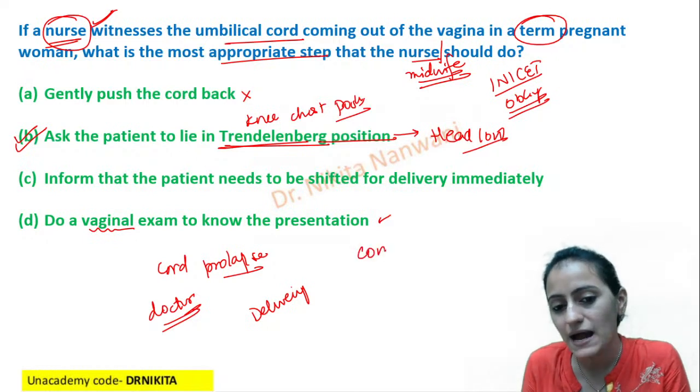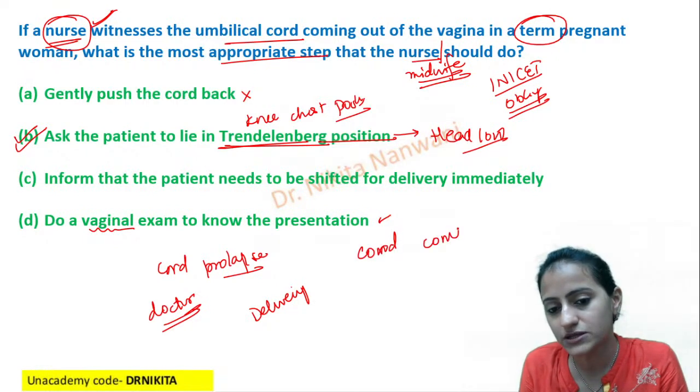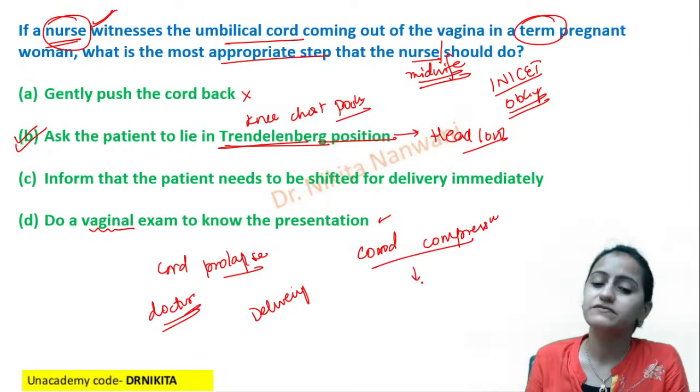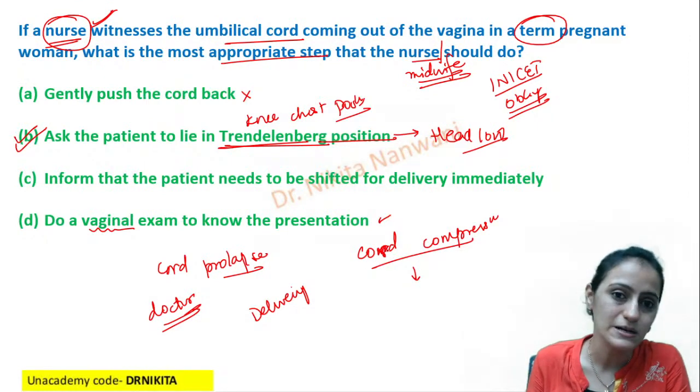What is the pattern of deceleration that you see with cord compression? What is the pattern of deceleration that we see with cord compression?